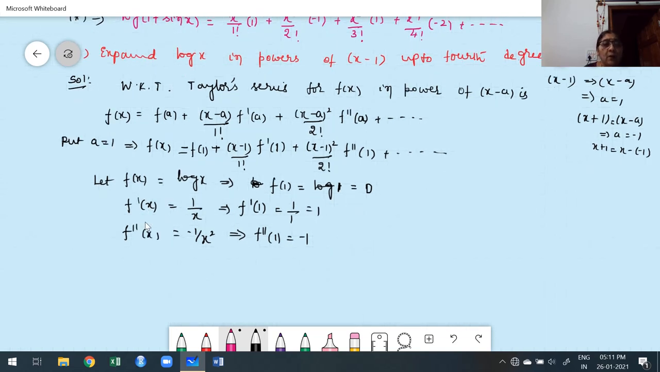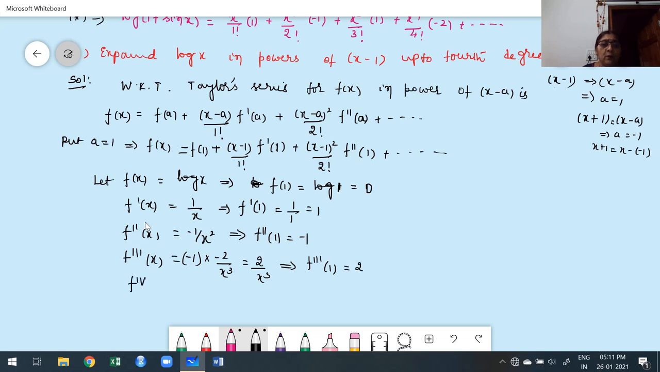Okay, what is my third derivative? You already know that. What is the derivative of minus 1 into the derivative of 1 by x squared? Minus 2 by x cube. What we actually get is 2 by x cube. That implies, what is the third derivative at 1? It's 2.